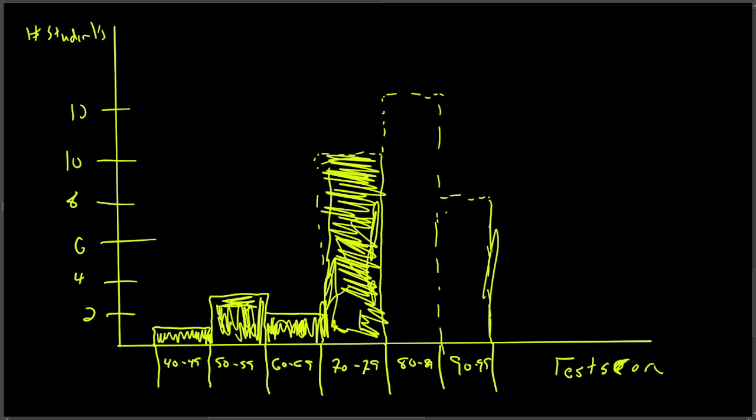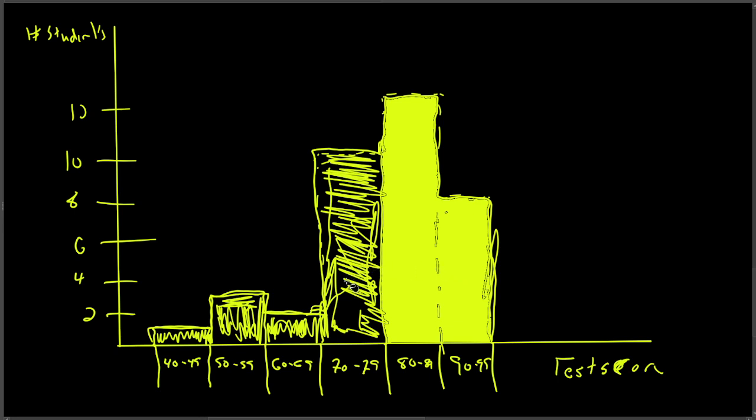And let me see if I can color in a bit better. Try to use the paint tool to get my coloring in done. So make sure my lines are solid. Let's see if the paint tool works for me here. And so this is what histograms look like.